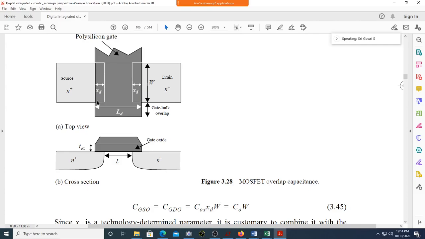Yes, sir. What is the length portion? What is the width? What is the length? Can you see this length XD? Hello? Yes, sir. What is the width? Width is W.